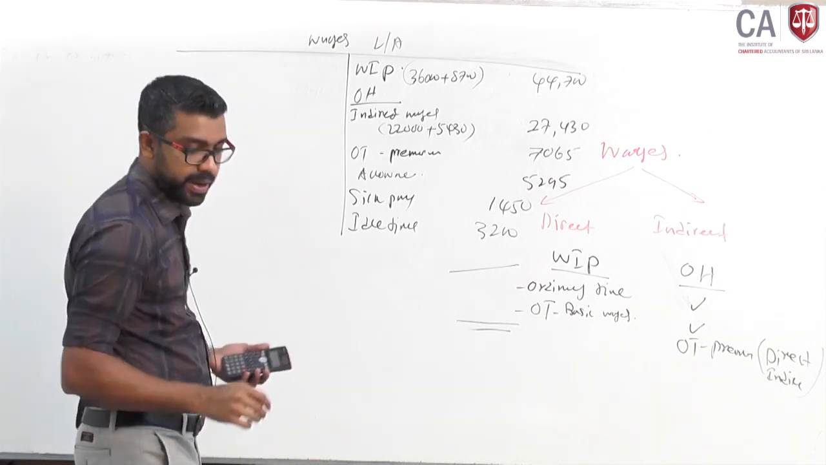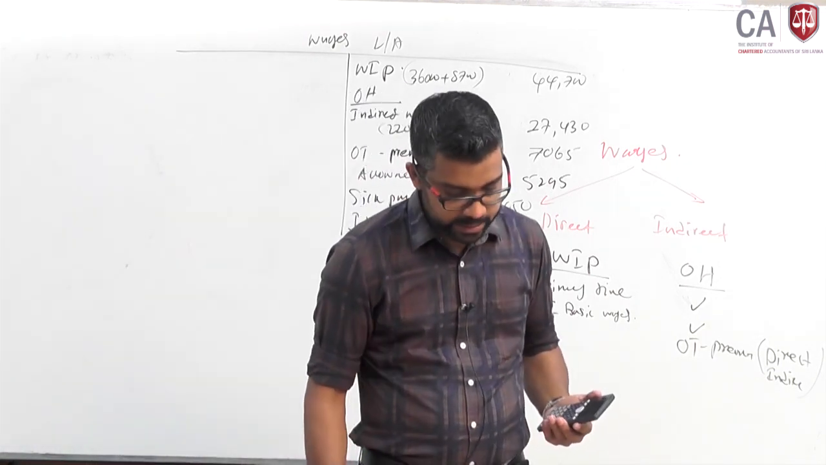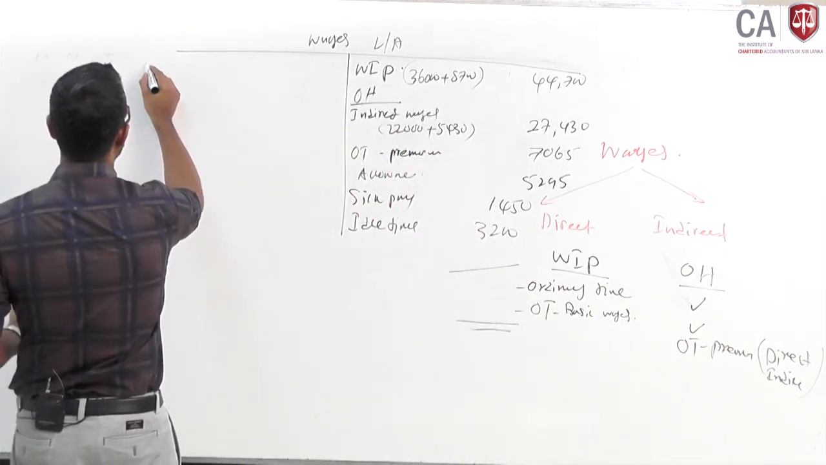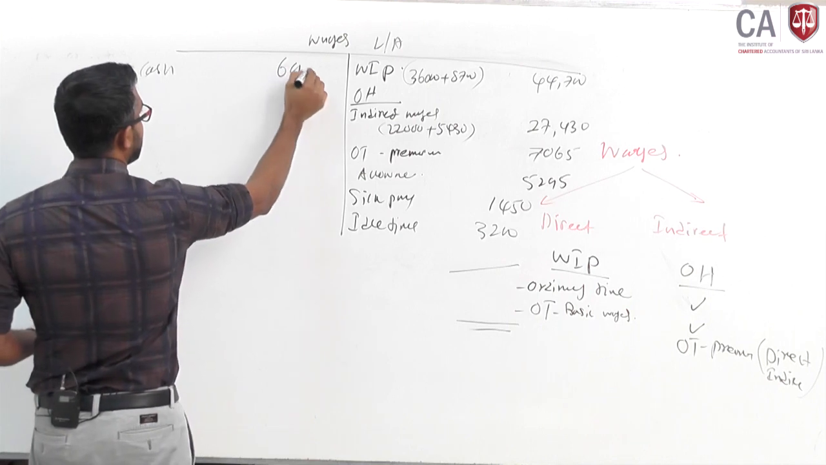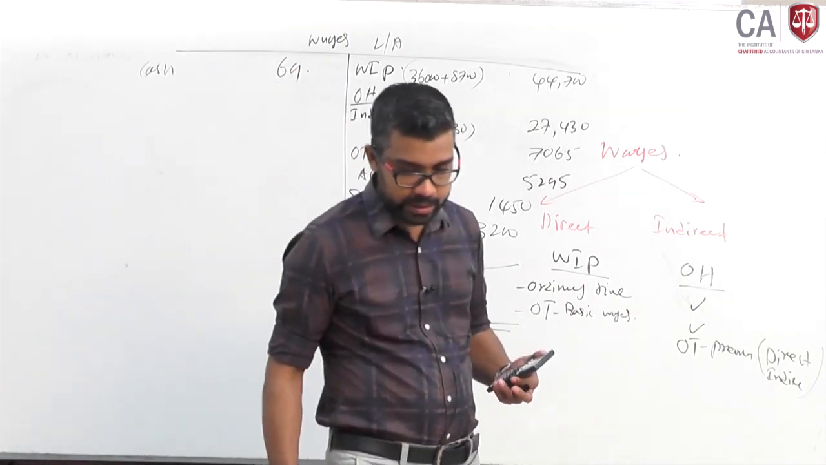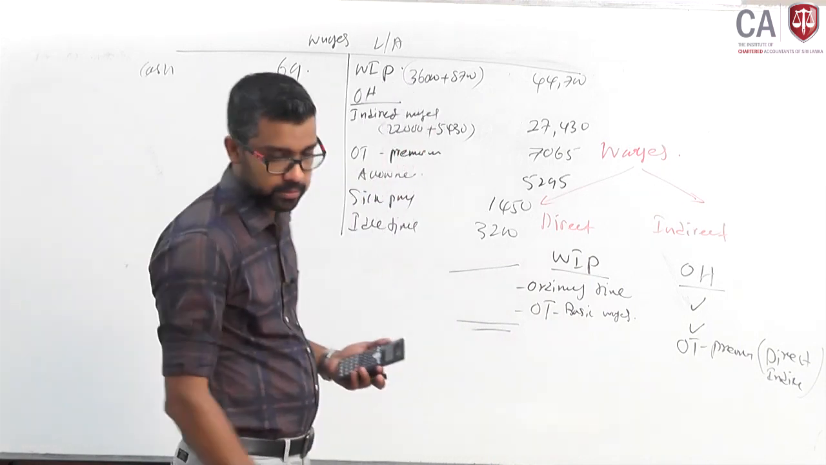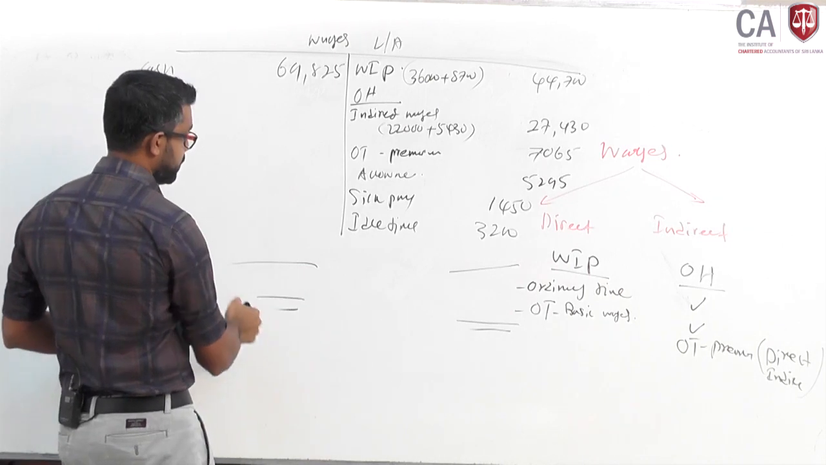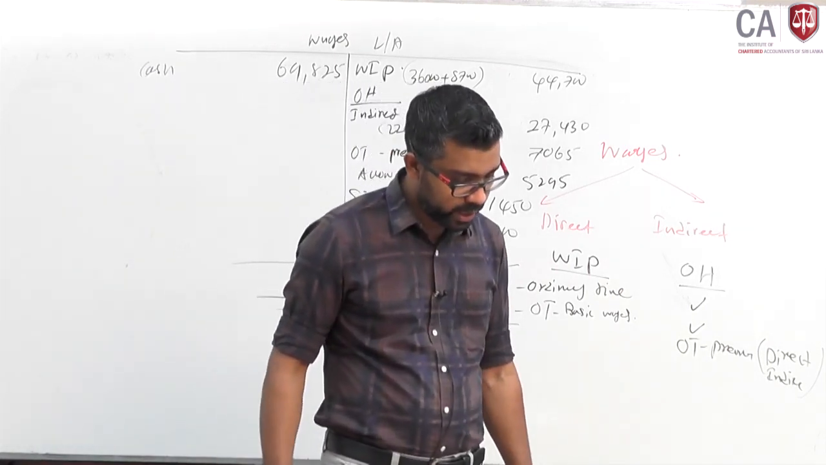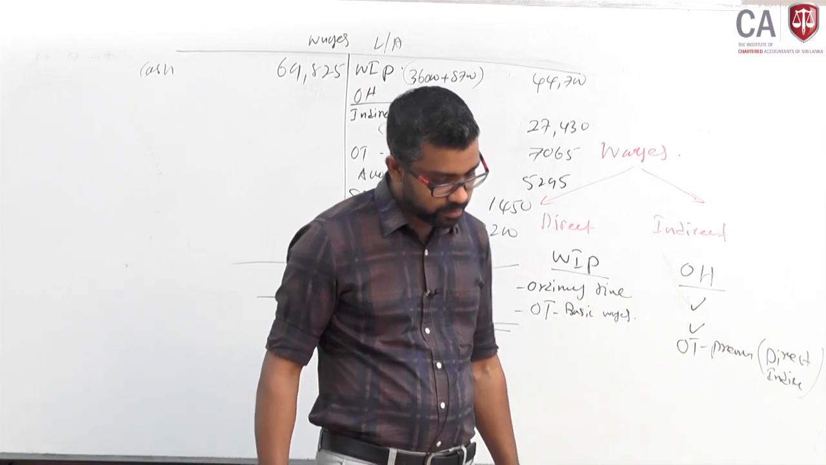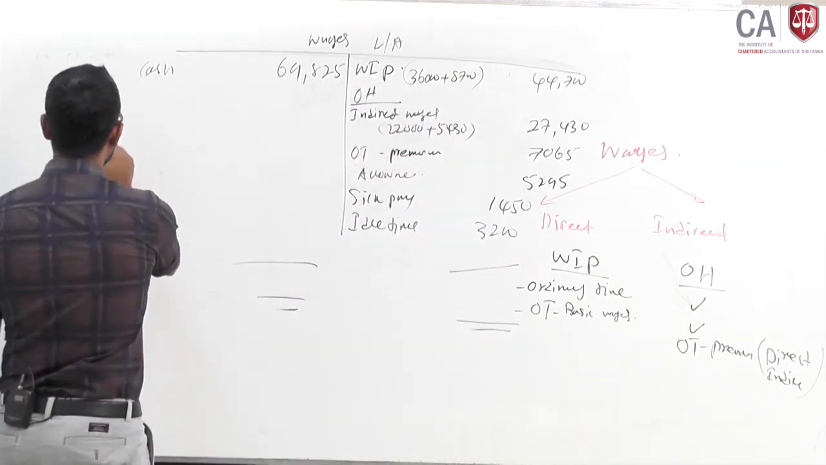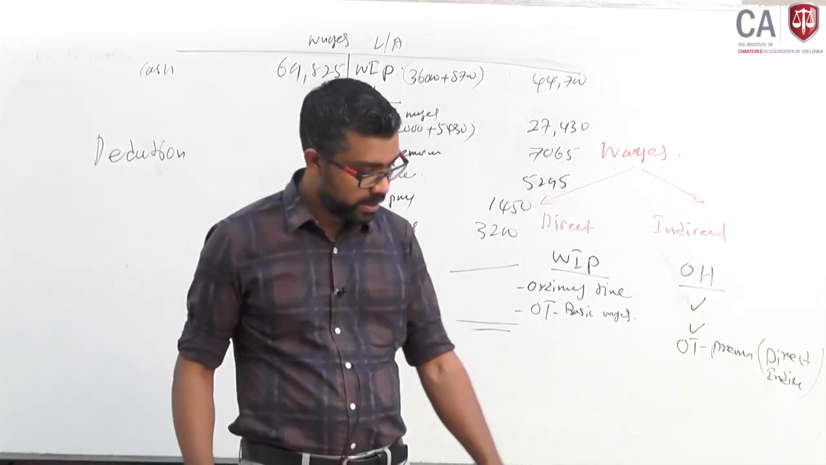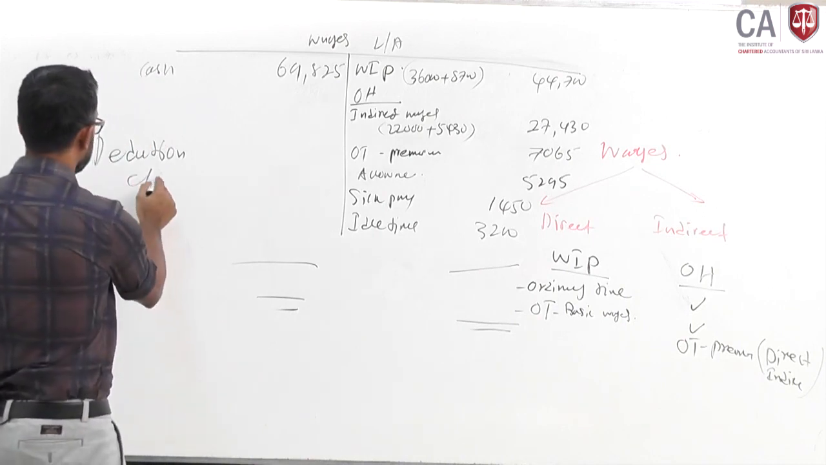That is the basis. Then net pay. How much are you paying? 69,825. Cash credit, wages control account debit, 69,825. The balance amount you will not charge; the balance should be deductions, the deduction control account basically.